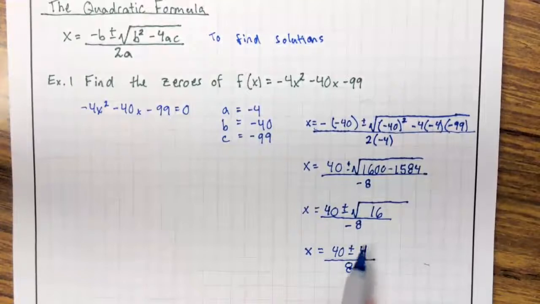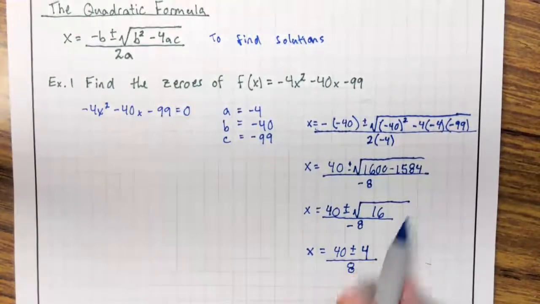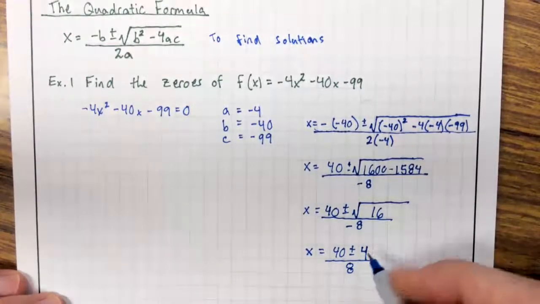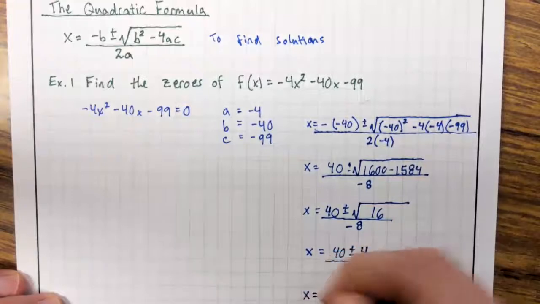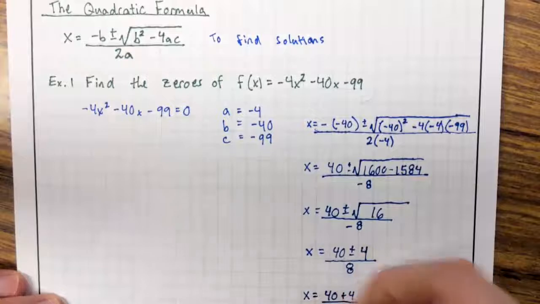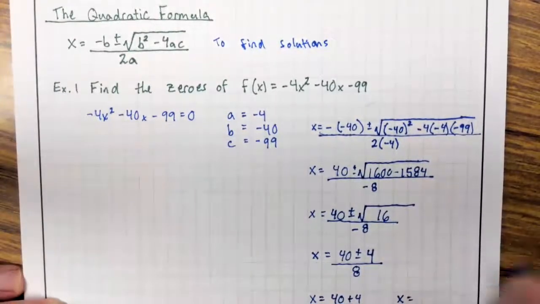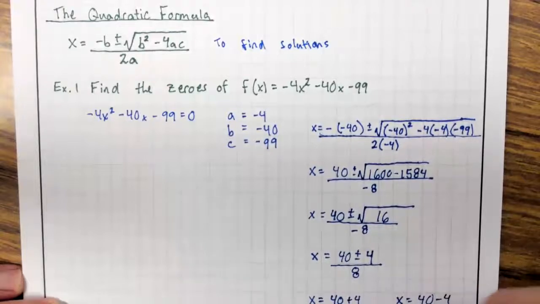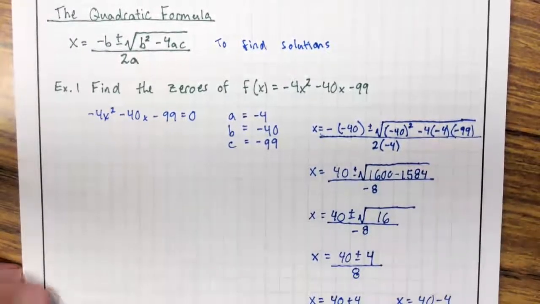Okay, so now once we have the square root figured out, this portion, we're going to split this up and get our two solutions. So 40 plus or minus 4, we're going to have one solution where we're doing the addition, 40 plus 4 divided by 8. And then our other solution is going to come from the subtraction part. So it's going to be 40 minus 4 divided by 8. Okay, so here we've got 44 over 8. Here we've got 36 divided by 8.